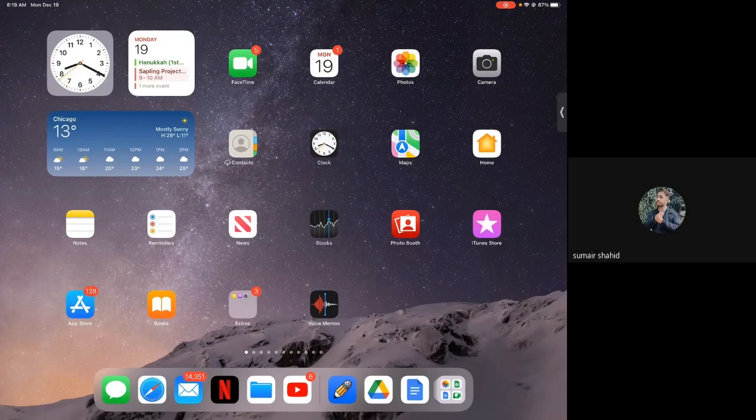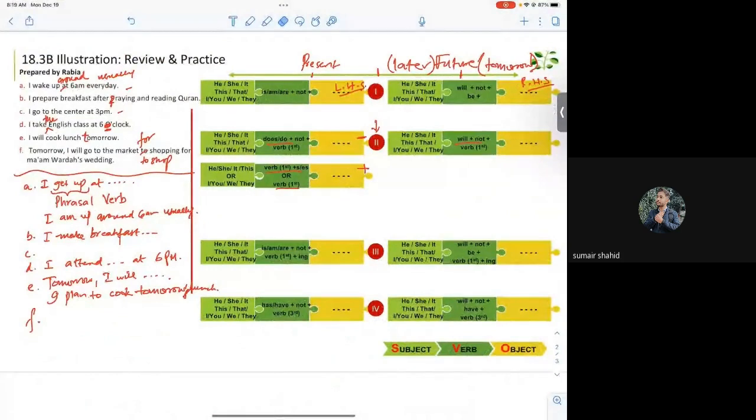And remember when Moses prayed for water. Oh, we cannot hear you, Sumer. "And remember when Moses prayed for water for his people, we said, 'Strike the rock with your staff.' Then 12 springs gushed out, and each tribe knew its drinking place. Eat and drink of God's provision, and do not go about spreading corruption in the land.'"